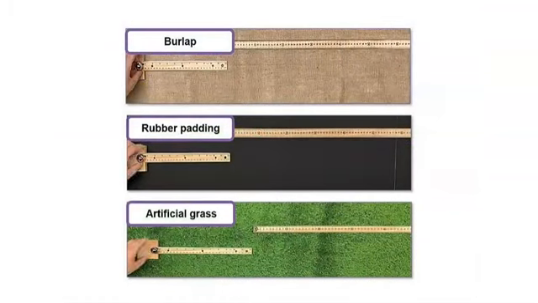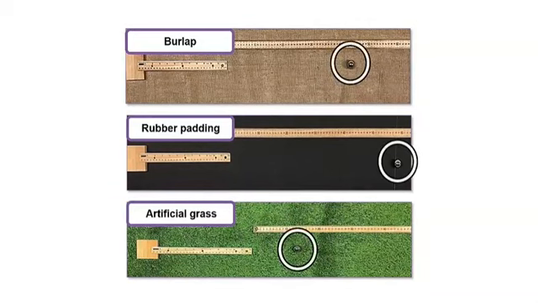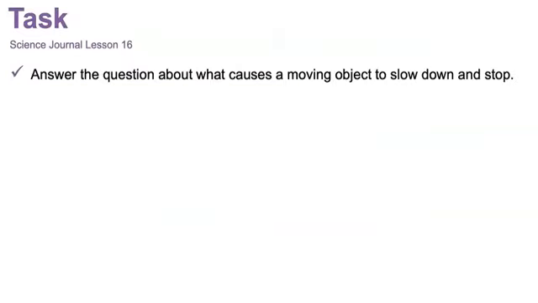You know, in our investigation, we saw how a ball rolls down and stops, but I wonder what causes the ball to stay at rest after it stops. We'll need to do some more exploring in our next lesson. Let's review your task for today. Your task is to answer the question about what causes a moving object to slow down and stop.